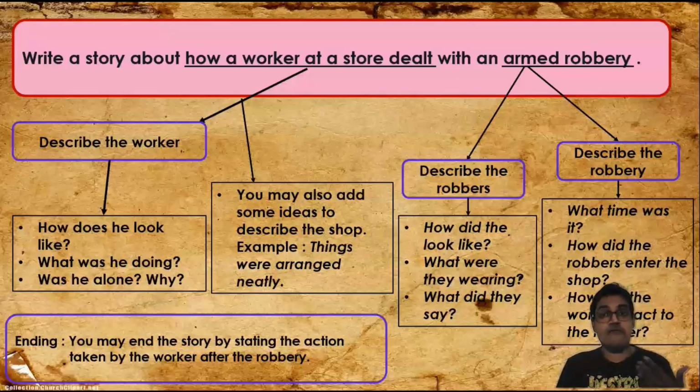So this depends on how you bring the story forward. For example, did he fight with them, or did he just let them steal everything they wanted, and then he called the police? And then he helped the police to search for them, and finally they were caught. How you want to bring the story will decide the ending of the story. So this is a simple outline that I have given to help you narrate or write a narrative on how a worker at the store dealt with an armed robbery.